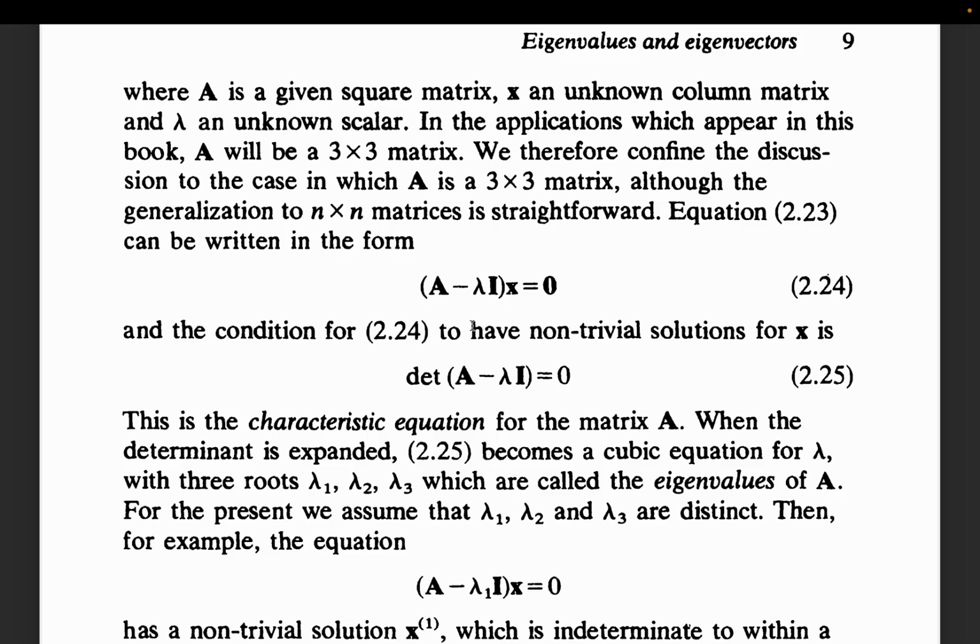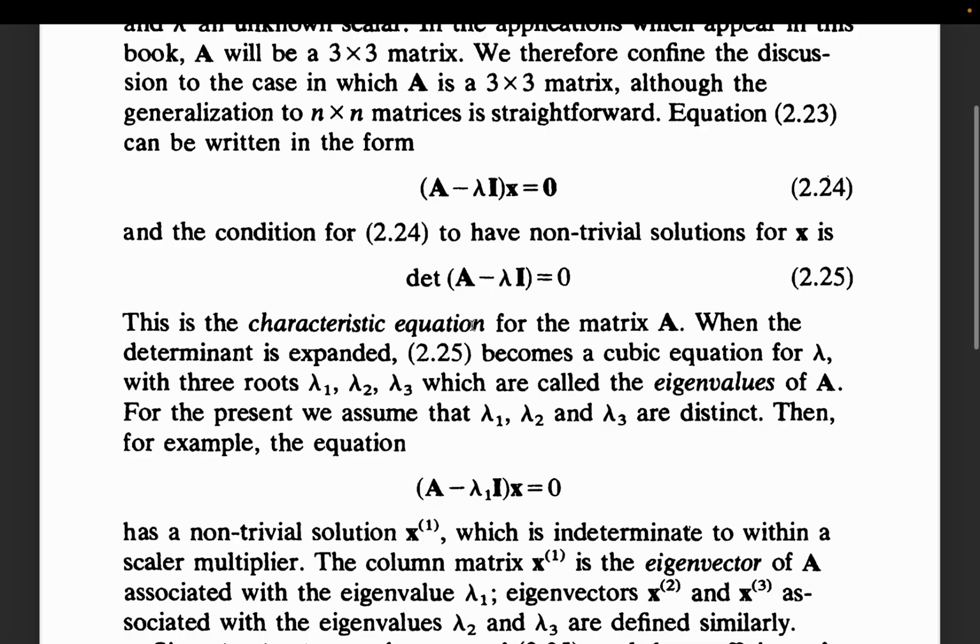To get a non-trivial solution, A minus lambda I should not have an inverse. What is the condition for A minus lambda I not to have an inverse? The condition is that the determinant of A minus lambda I should be 0. Then that matrix does not have an inverse. So we impose the condition that the determinant of A minus lambda I is equal to 0.